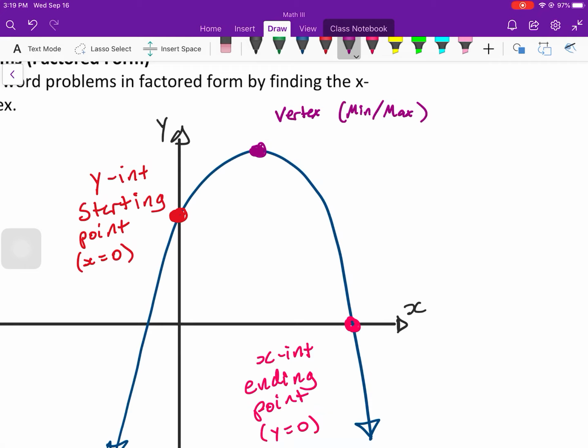And then we have our vertex, which is the minimum or the maximum. Now the hardest part is if they want to know what the min or the max is, that would be the y value. And it occurs at the x value. So the when/where is the x value.